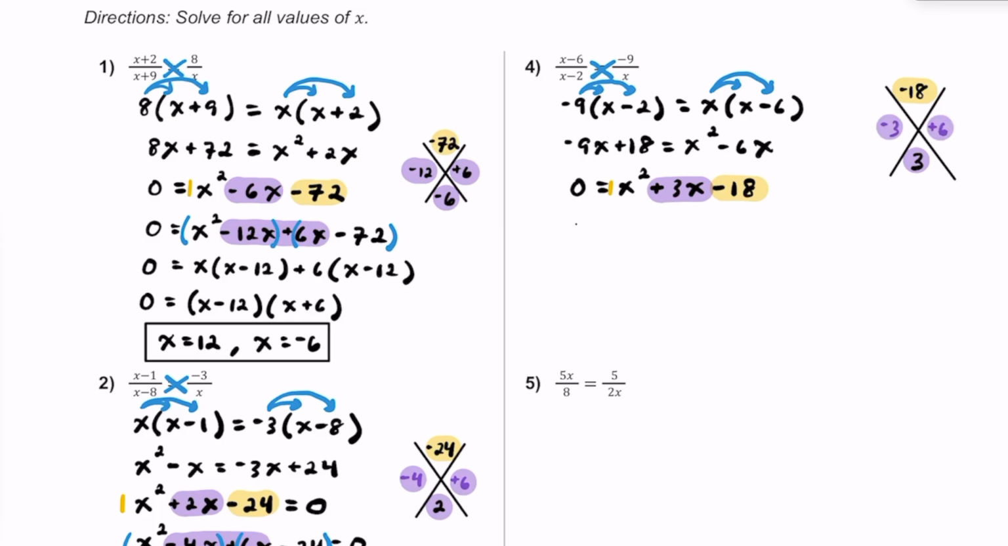So let's go ahead and split that middle part and say 0 is equal to x squared, and then minus 3x plus 6x, and then minus 18. So notice this middle section here does still equate to what we had earlier.